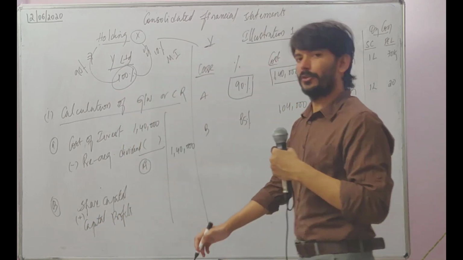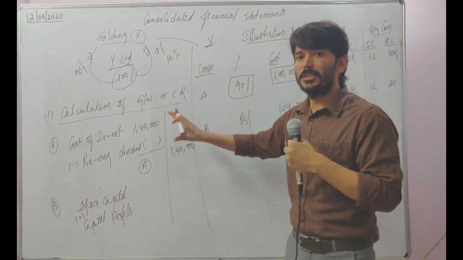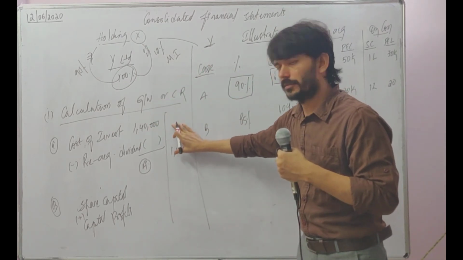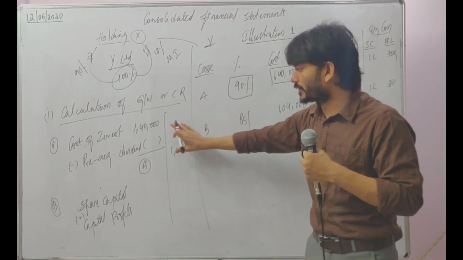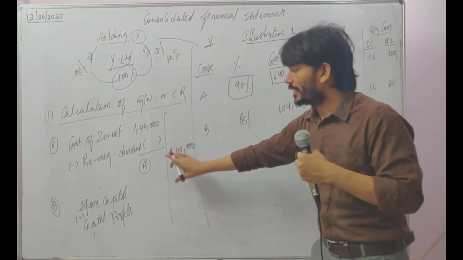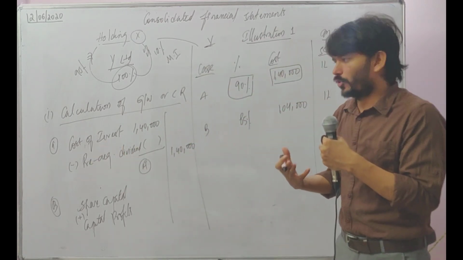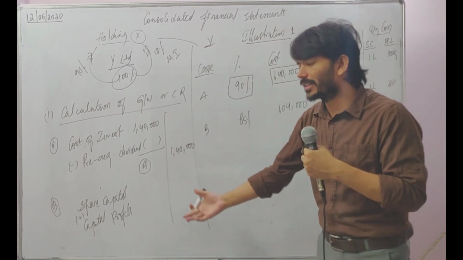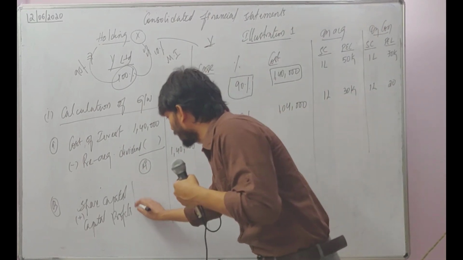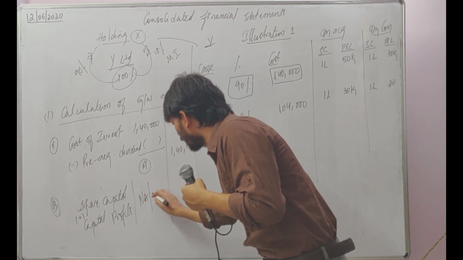Sir, what is this, sir? You're trying to confuse. This portion is what you are paying to the shopkeeper. To that business, however much you are paying, that is 1,40,000. This part is what you are receiving. You are receiving the share capital, you are receiving the capital profits, or in other words, this is your net assets or net worth.